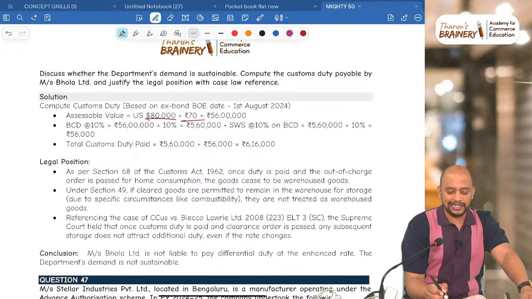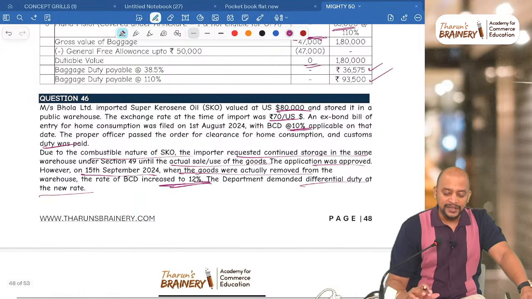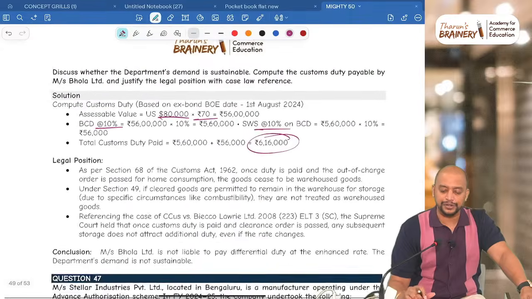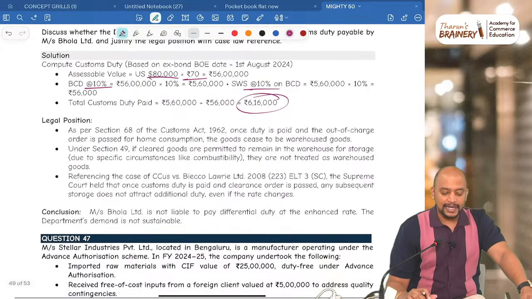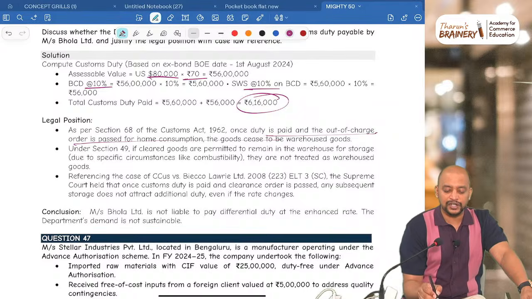80,000 into 70, 10% basic customs duty, social welfare surcharge 10%. So total customs duty 6,16,000. We don't have the IGST information, so not taken. And as per Section 68, once the duty is paid and an out of customs charge order is passed, the goods cease to be warehoused goods.